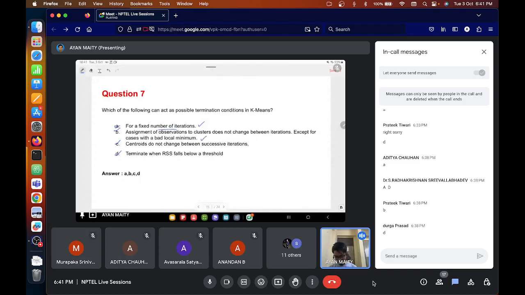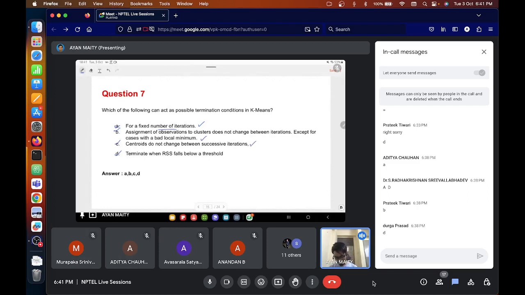And the third option is very similar to the second option, that centroids do not change. If the assignment of the cluster labels to the points does not change, then the centroids would also not change. A centroid is simply the average or mean of all the points assigned to that cluster. If the assignment of cluster labels does not change for the points, then centroids would also not change in successive iterations, and it is certainly a possible termination condition.